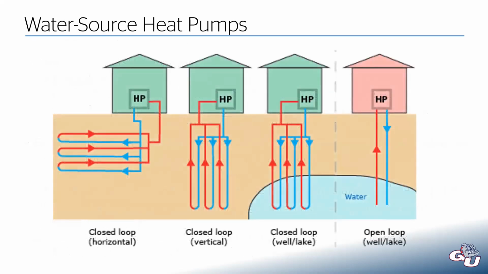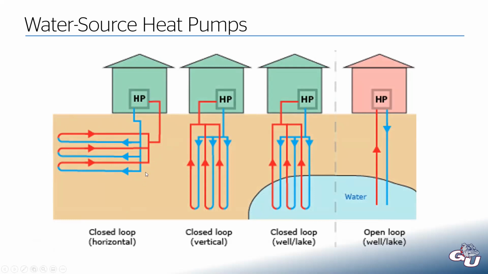This is a very basic schematic of what these systems look like. If you have a closed loop, there are some different ways you can do it. This would be a horizontal loop where you don't run your piping very deep in the ground, but you run it very long in lateral directions. The downside here is this requires potentially a lot of land to bury all this pipe.